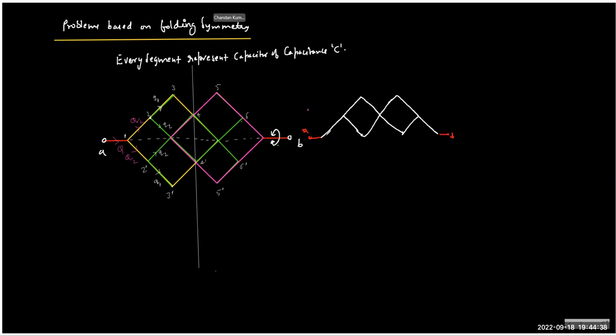But there is a change here because of the overlapping. If the capacitance in the actual circuit was C, now every capacitor here will become 2C. Can you guess? They will overlap, right? They will be in parallel combination, and the overlap creates a parallel composition of the circuit. Those parallel combinations become 2C, 2C, 2C. So that is the change which we need to bring while we transform the circuit using folding symmetry.